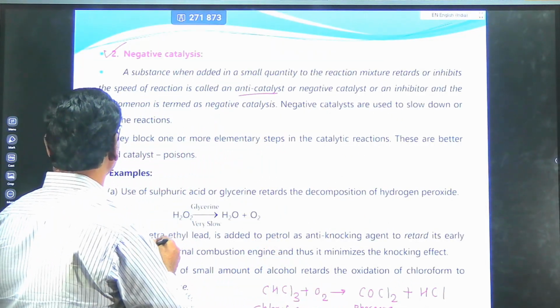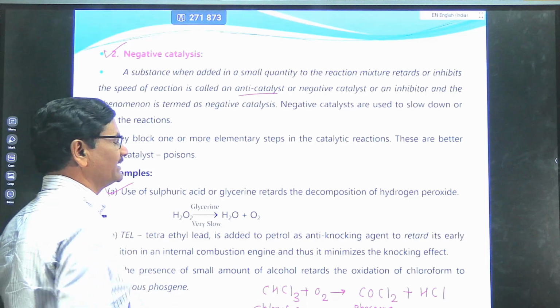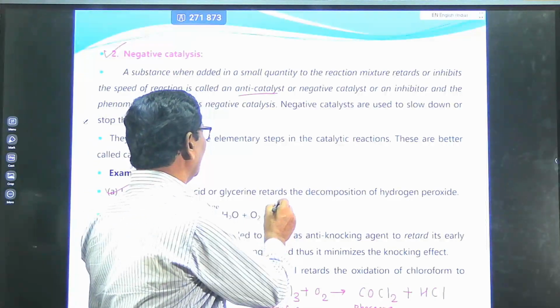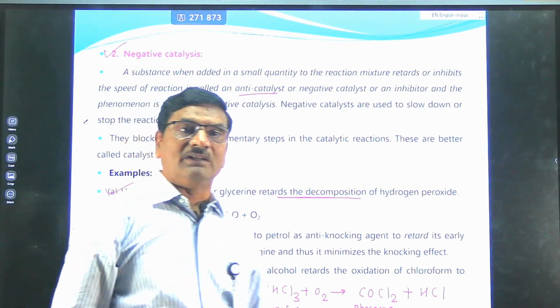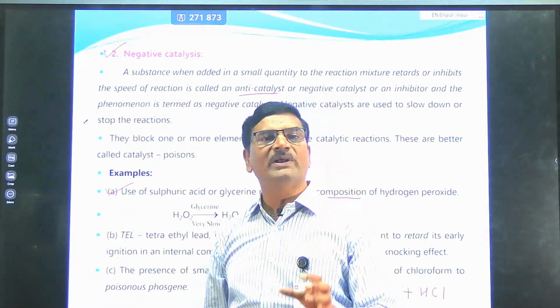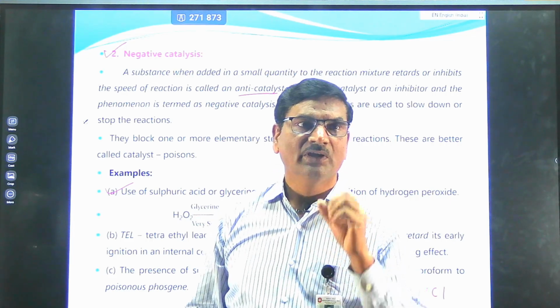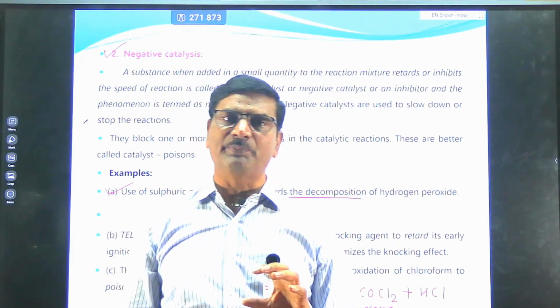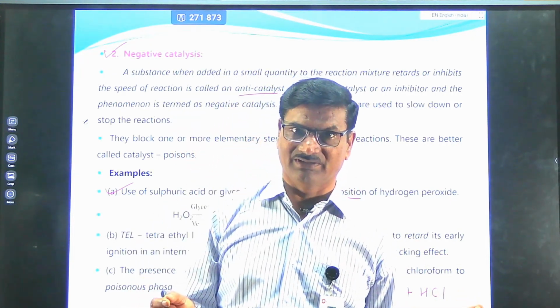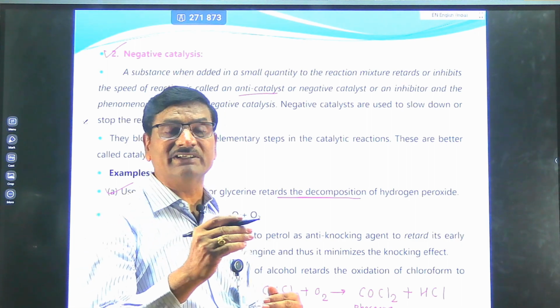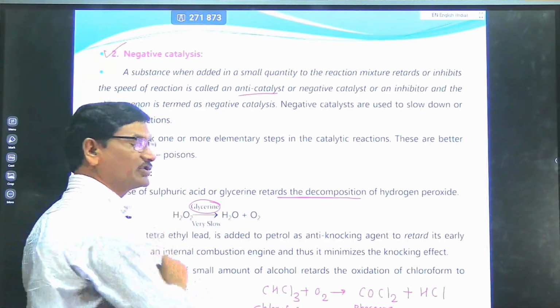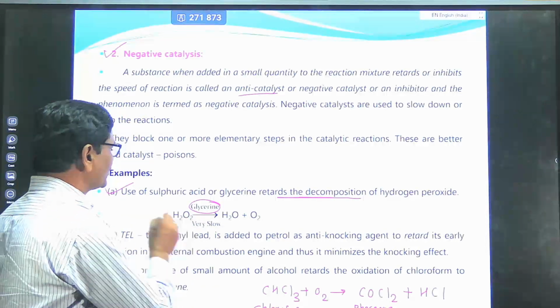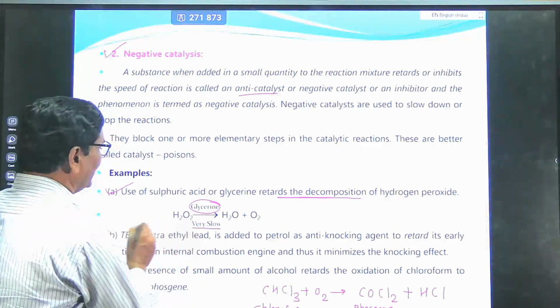For example, the use of sulfuric acid or glycerin to retard the decomposition of hydrogen peroxide. Hydrogen peroxide is always stored in a black bottle because when UV radiation falls on it, it decomposes. That decomposition can be slowed down by using glycerin or H2SO4, and the rate becomes very slow.